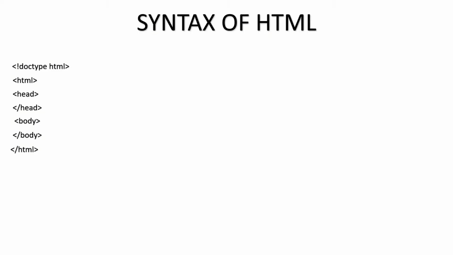HTML is based on tags. So everything is done in HTML with tags. First I have written here the syntax of HTML. Let's see it. You can see here first I have written doctype HTML. This doctype HTML is used to tell the browser which HTML version we are using. If we write this, it means we are using HTML5.